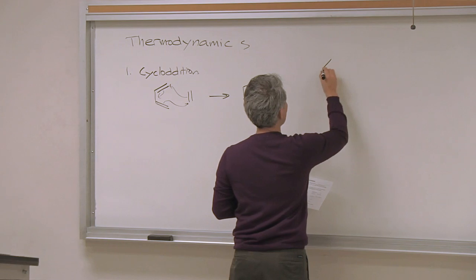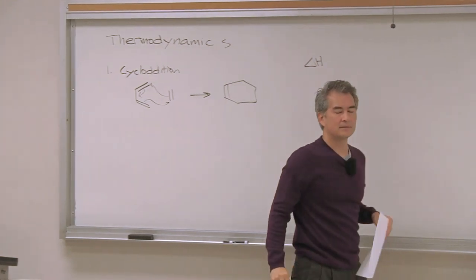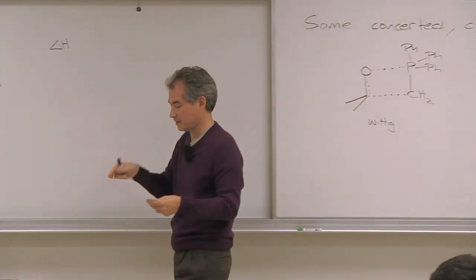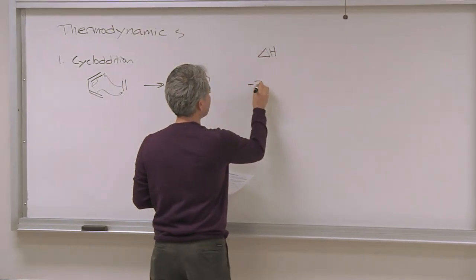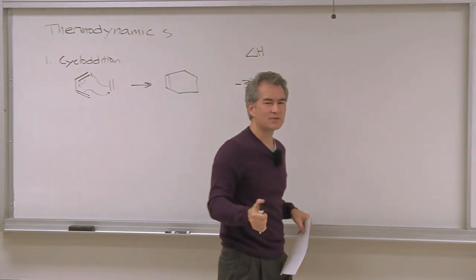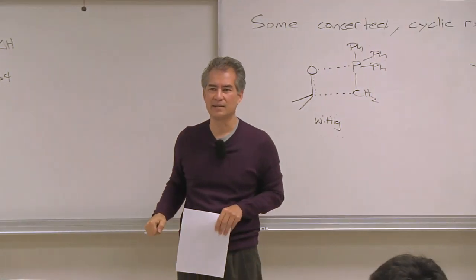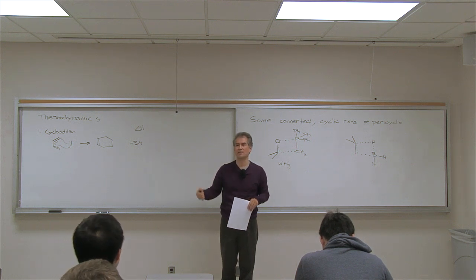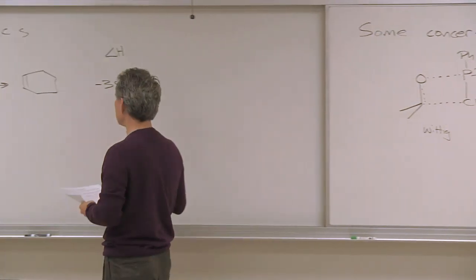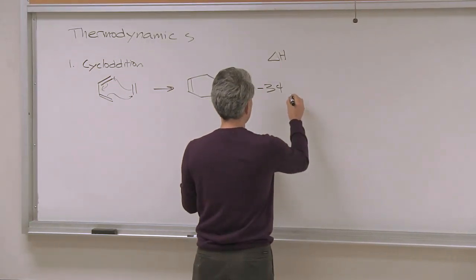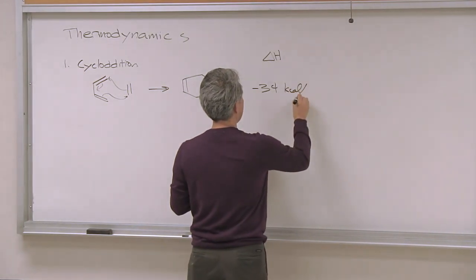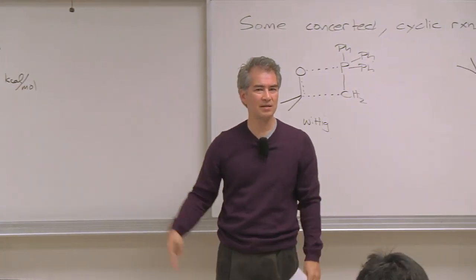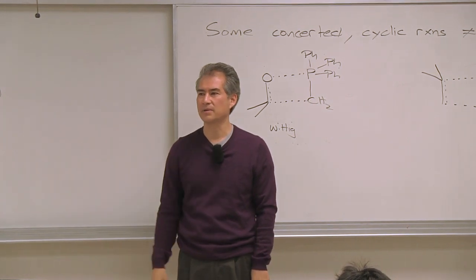And if you just look at bond dissociation energies, bonds broken minus bonds formed will tell you something about the enthalpic gain that you have. You would predict something on the order of minus 34 kcals per mole in favorability. It's very favorable to trade carbon-carbon pi bonds for carbon-carbon sigma bonds. Carbon-carbon sigma bonds are much stronger than carbon-carbon pi bonds. So all these numbers are in kcals per mole. So that's what you gain enthalpically by doing a simple canonical Diels-Alder reaction.